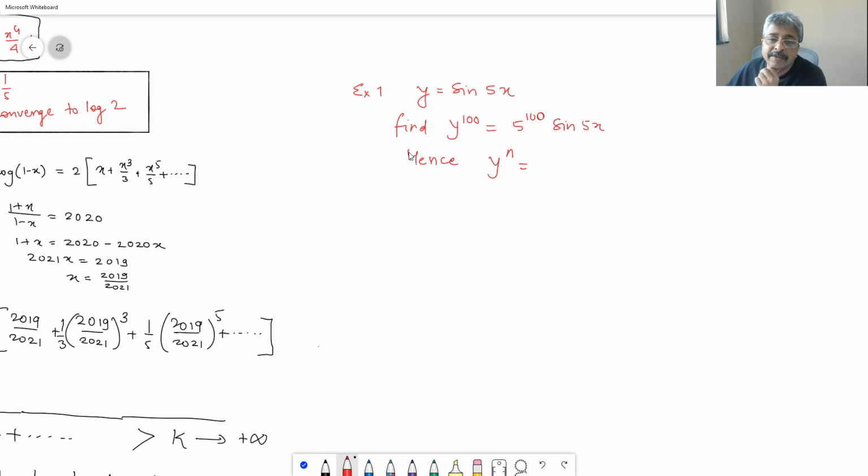What will be the nth derivative? The nth derivative will be 5 raised to n sine 5x plus n pi by 2. That will be your nth derivative.